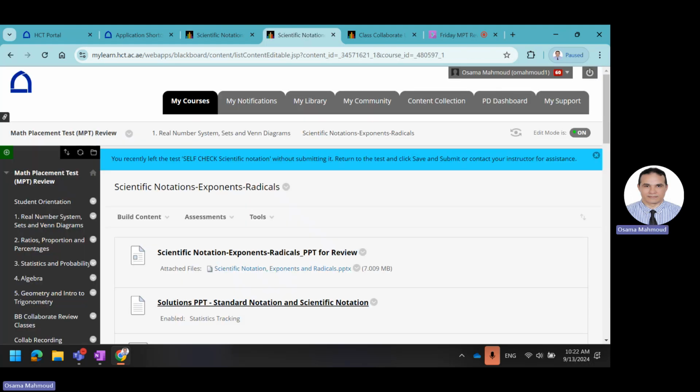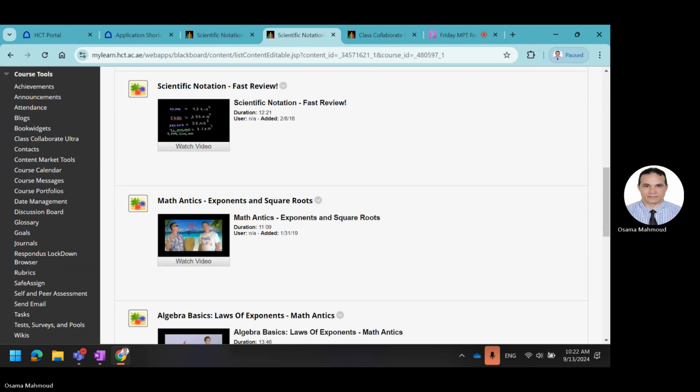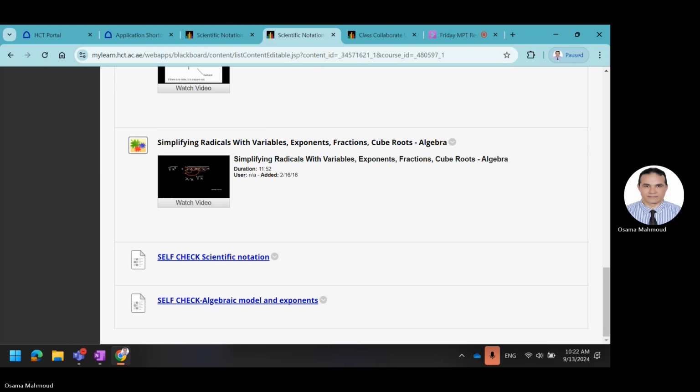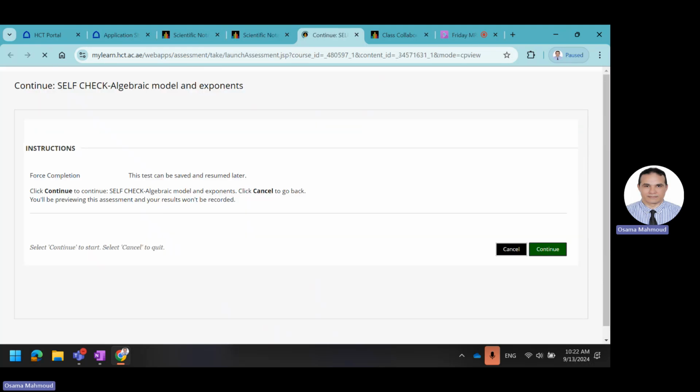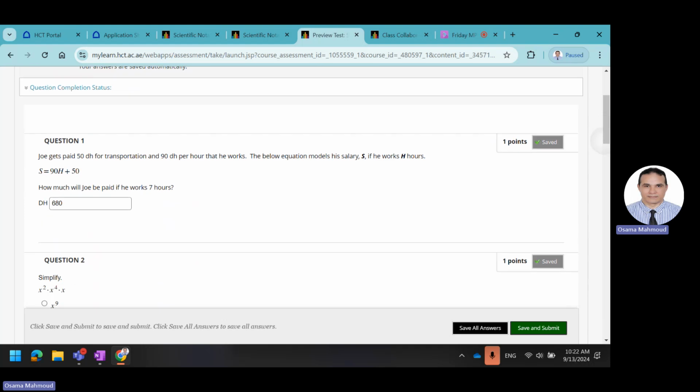Okay. So to go to the second part, I finish the scientific notation. I'll go for the self-check for algebraic model and exponent, right? What does it mean, algebraic model? Algebraic model is you have a word problem and you would like to transfer it into equation, right?